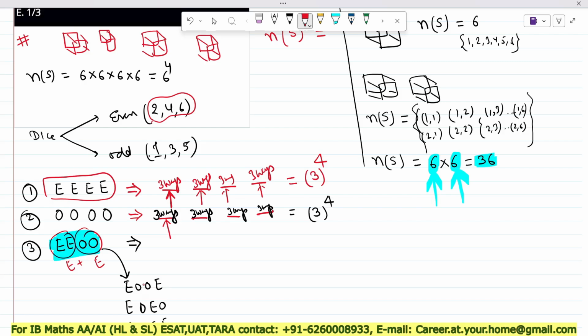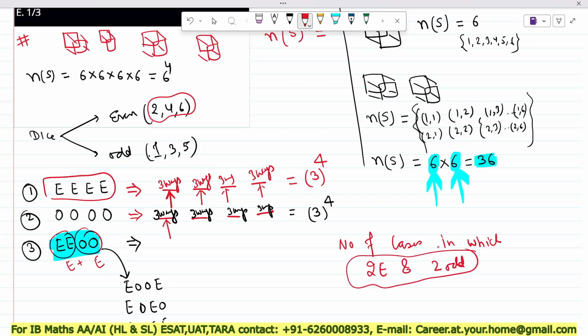So how can I count them? It means I want to find the number of cases in which I will have two even numbers and two odd numbers. Their arrangement may be anything. They can be arranged in any order. I'm not interested in their arrangement, right? So how can we find it?